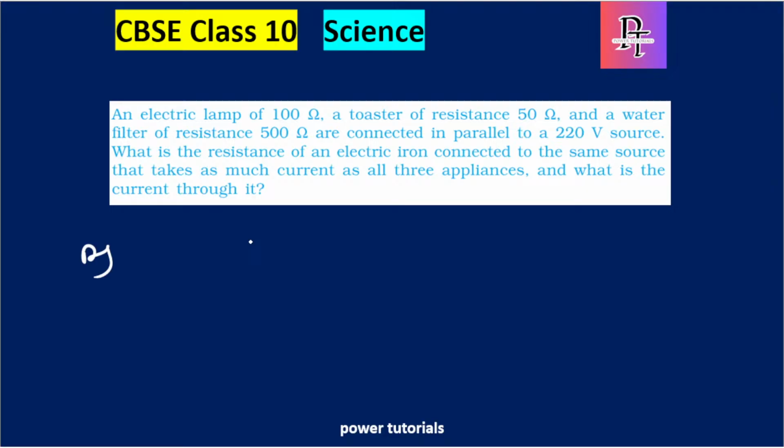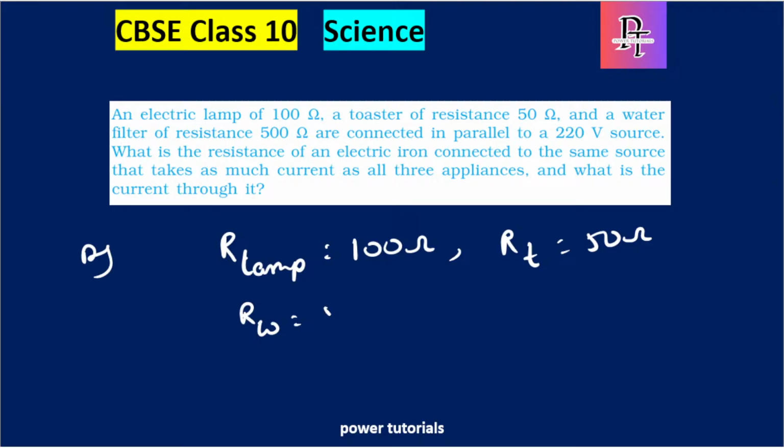So an electric lamp of resistance they have provided. Lamp resistance is 100 ohm. R lamp, I will write and keep it as 100 ohm. A toaster of resistance, R toaster, is 50 ohms, and another one, a water filter of 500 ohms, are connected in parallel. All 3 connected in parallel. What is the resistance of an electric iron connected to the same source that takes as much current as all 3 appliances? What is the current through it?